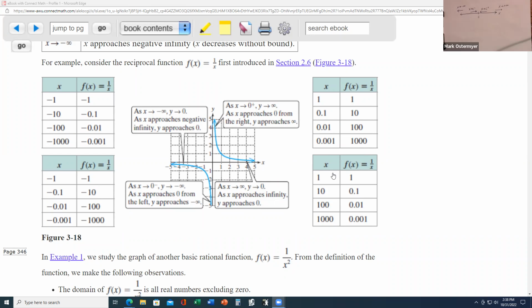Finally, the lower right corner table indicates as x approaches positive infinity, f of x is actually getting smaller and smaller and smaller and actually approaching 0, but approaching 0 from the positive side of 0, not the negative side. Okay, any questions about these tables here or this graph of this rational function?